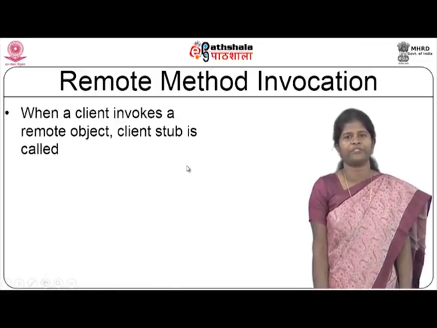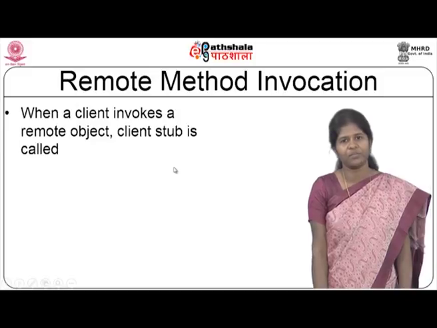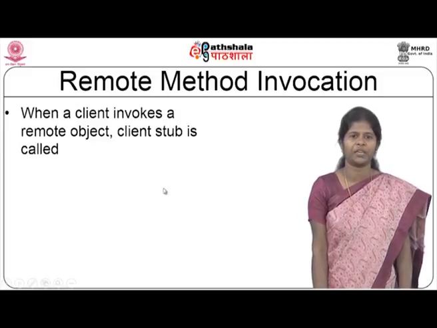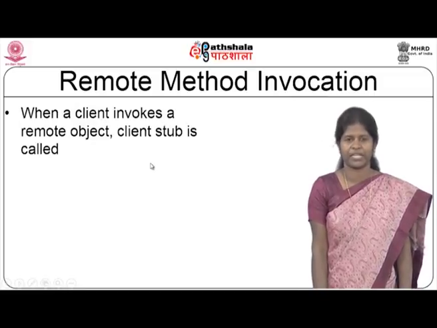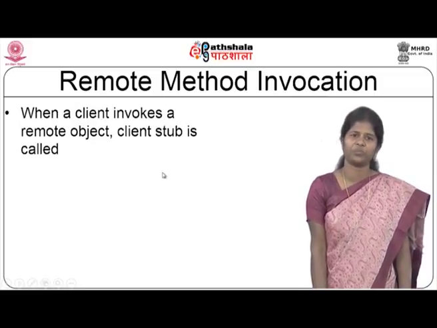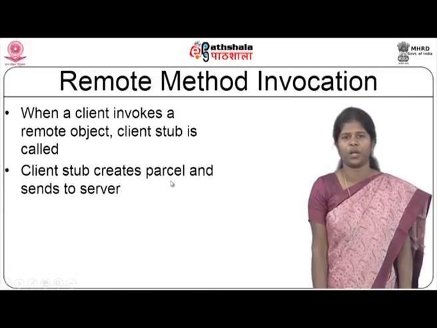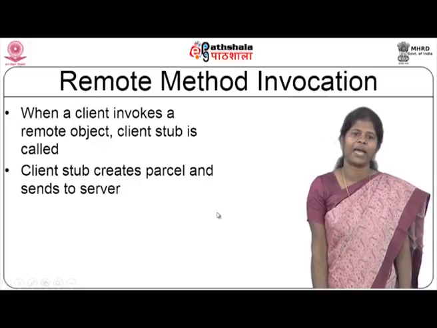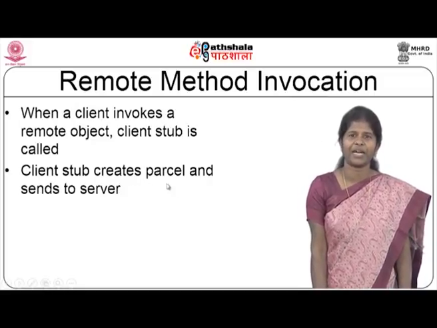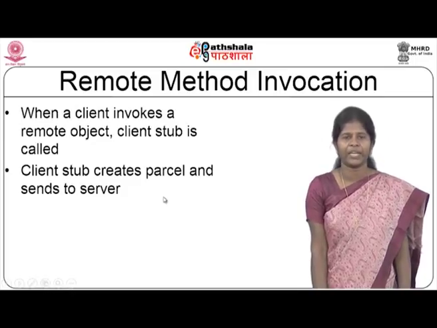So, in the case of remote method invocation, very similar to how you have a stub in RPC, you also have a client stub here on the client side. When the client invokes a remote object, this client stub is called, and the client stub will create something called a parcel and send it to the server. This is very similar to marshalling in the case of RPC, and here it is called a parcel.